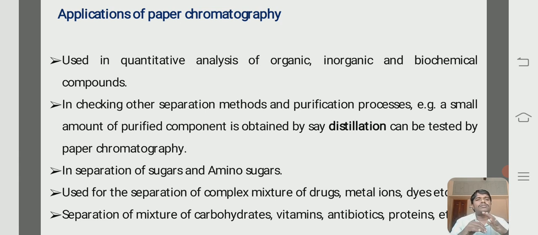For example, a small amount of purified component obtained by distillation can be tested by using this paper chromatography technique. This technique is also used in separation of sugars and amino acids, and for the separation of complex mixtures of drugs, metal ions, dyes, etc. In the separation of mixtures of carbohydrates, vitamins, antibiotics, proteins, etc., we are also using this paper chromatography.